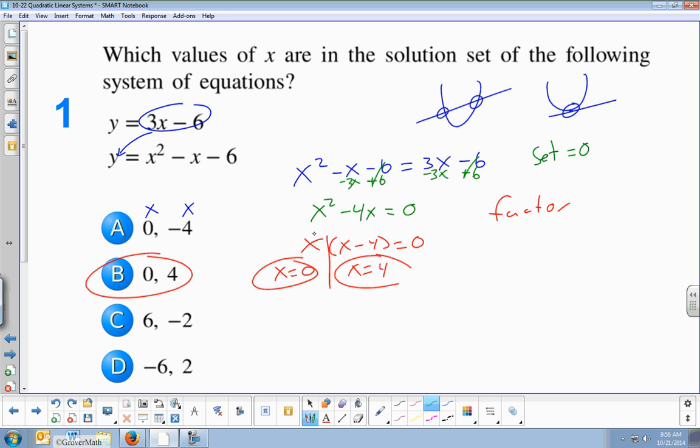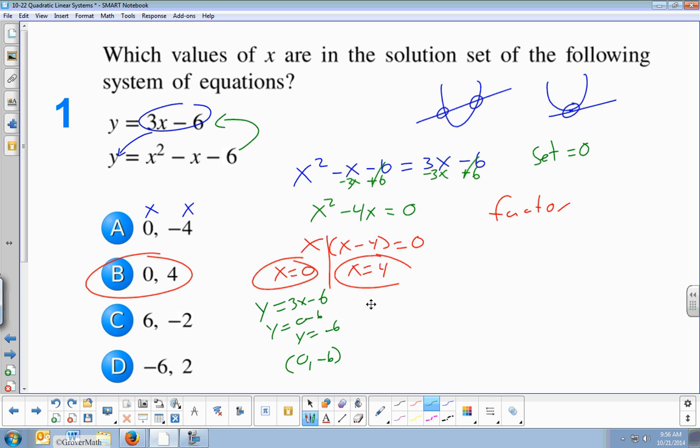The problem didn't want the coordinates, they just wanted the x values. But if we wanted the coordinates, it's pretty simple. Just plug them into one of the two equations. But the linear equation is going to be much easier to use because there's only one x to substitute into and nothing's being squared. So if I were to plug that into y equals 3x minus 6, that would be y equals 3 times 0 is 0 minus 6. I'd get y equals negative 6. And so the coordinate would be 0, negative 6.